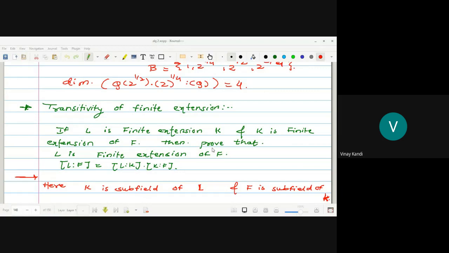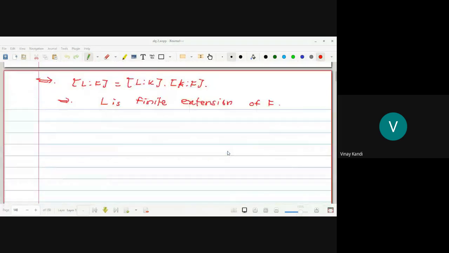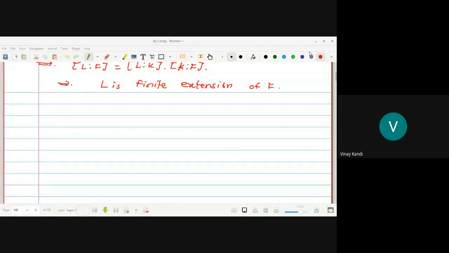In the previous lecture, we saw the transitivity of finite extension. What is the statement? If L is a finite extension of K and K is a finite extension of F, then L is a finite extension of F, and the degree of L over F is equal to the degree of L over K times the degree of K over F. Any doubt in this theorem? Moving towards the next point, the next theorem. Look at this one.